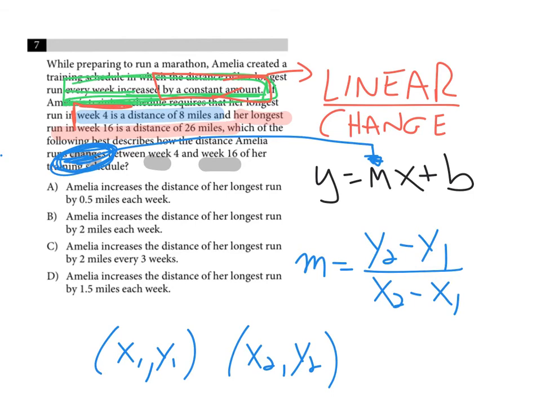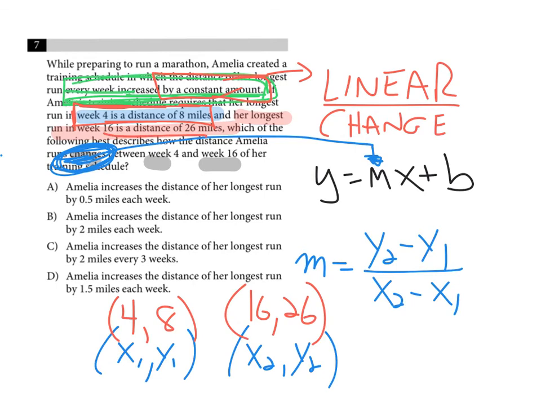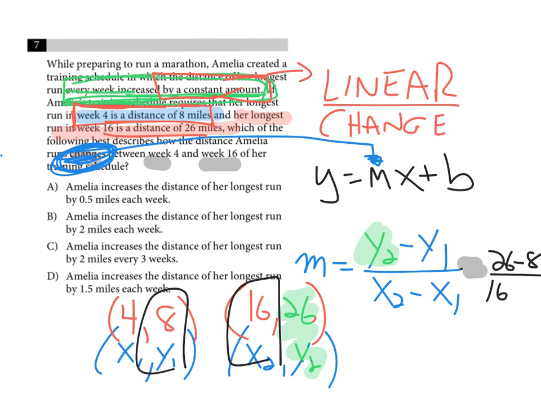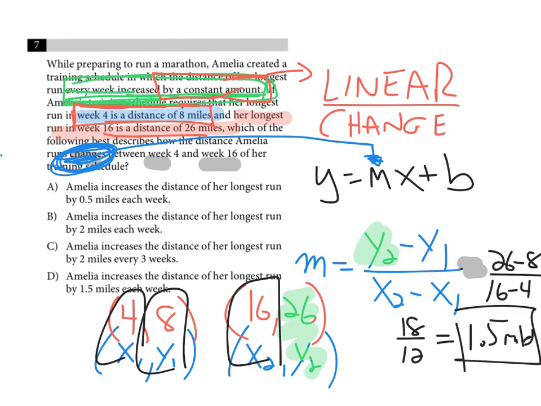So here it says, in week 4, she runs 8 miles. That's going to be my first point. Then it says in week 16, she runs 26 miles. So that's going to be my second point, 16 comma 26. So now I'm going to substitute into this slope formula, y2, 26, minus y1, 8, over x2, 16, minus x1, 4. So that's going to give me 18 over 12, or 1.5 miles. So that means she increases her run by 1.5 miles per week. So her running goes up 1.5 miles per week.